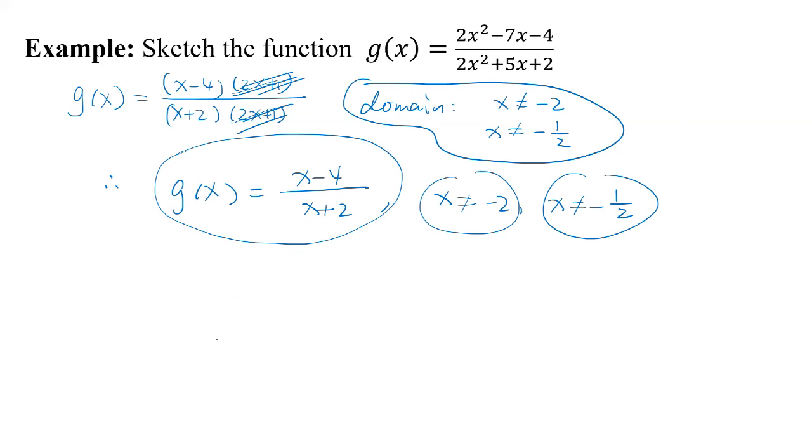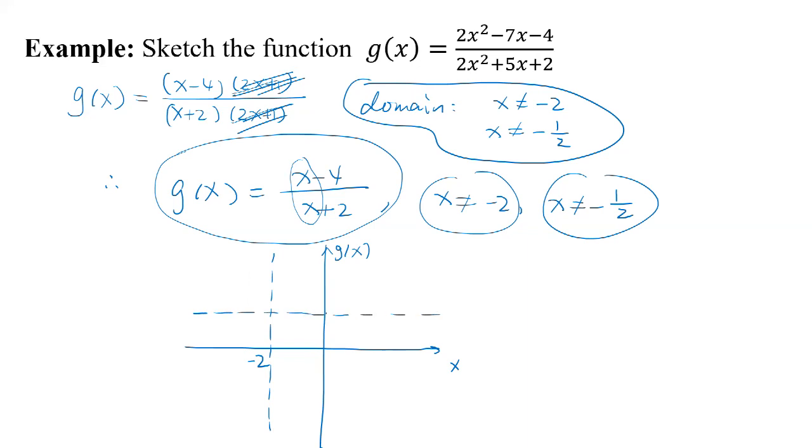First of all, x cannot be minus 2. That means x equals minus 2 might be an asymptote. So this is a vertical asymptote, which is x equals minus 2. And when x approaches infinity, g(x) approaches the ratio between the two coefficients here, which is 1. So g(x) equals 1 is the horizontal asymptote.